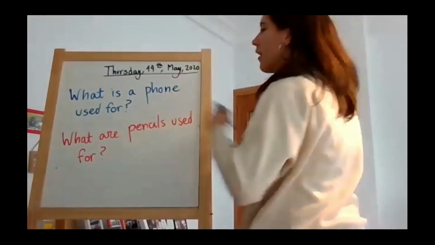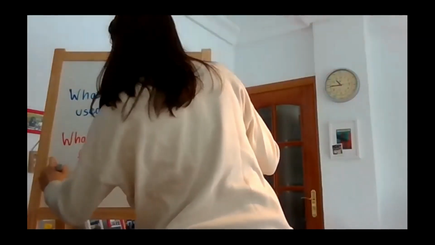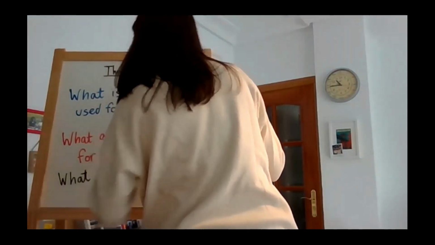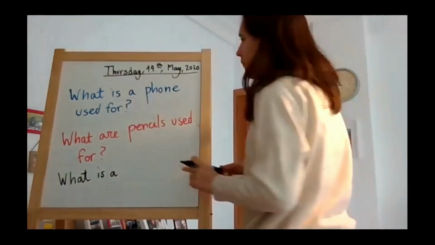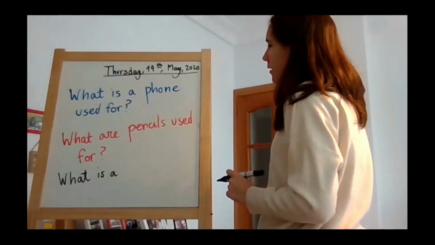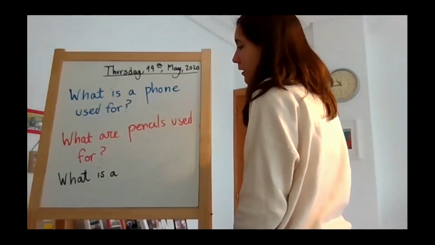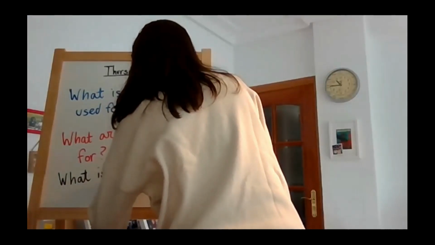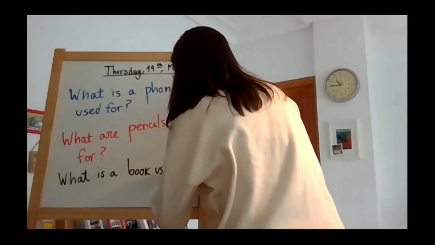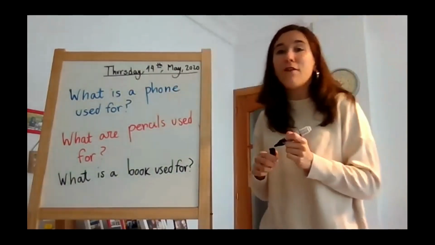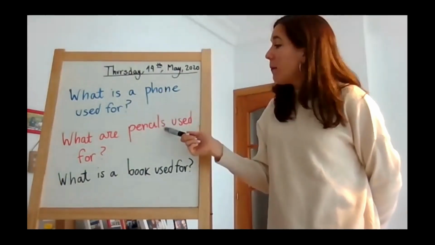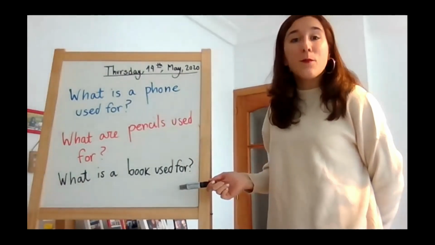And another one. What was the other object? Phone, pencils, a book. What is a book used for? Okay, so here we have the questions. What is a phone used for? What are pencils used for? What is a book used for?